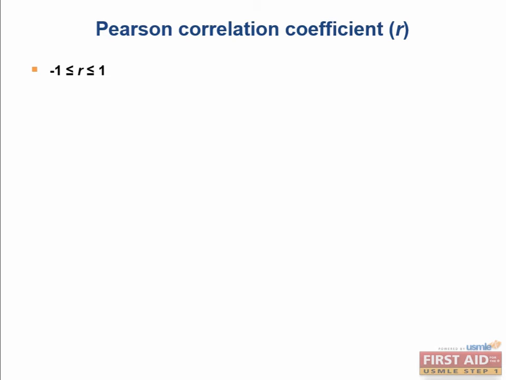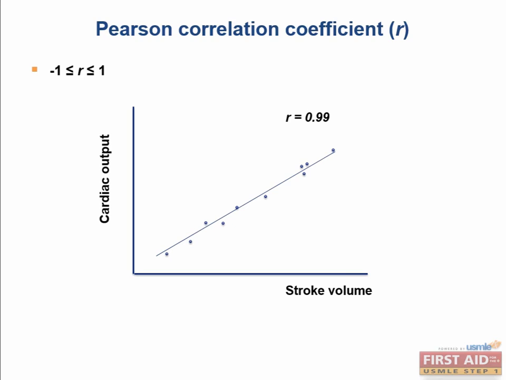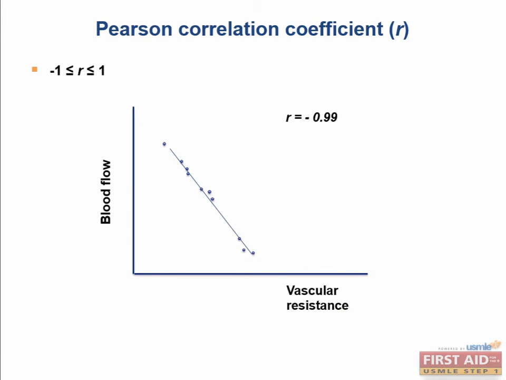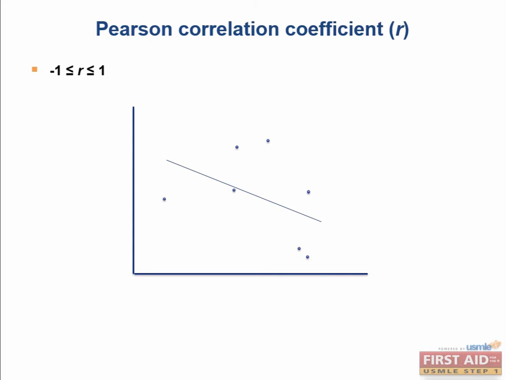If the correlation between stroke volume and cardiac output is 0.99, then there's a strong positive correlation between them. As stroke volume increases, cardiac output also increases. If the correlation between vascular resistance and blood flow is 0.99, then there's a strong negative correlation between them. As resistance increases, blood flow decreases. Data with an R closer to 0 might look like this.